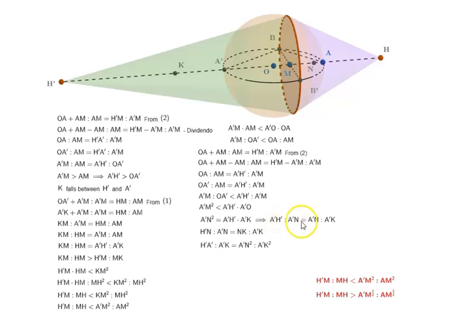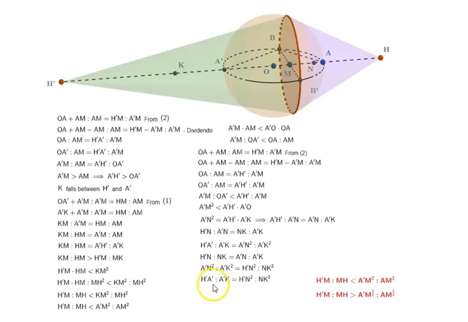A'H' is to A'n is equal to A'n is to A'k. We took this proportion and we multiplied both these two sides by A'n is to A'k, so that we end up with this. Now H'n is to nk is equal to A'n is to A'k. Squaring both sides, we get A'n square is to A'k square is equal to H'n square is to nk square.